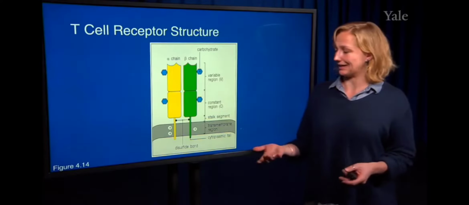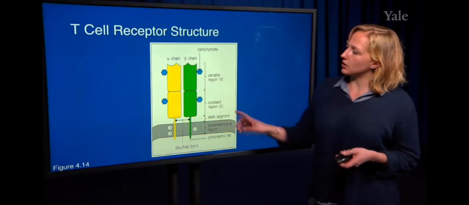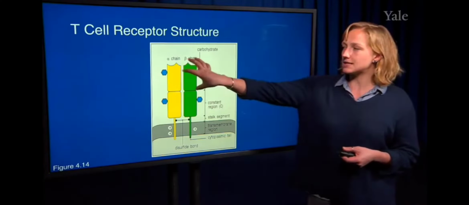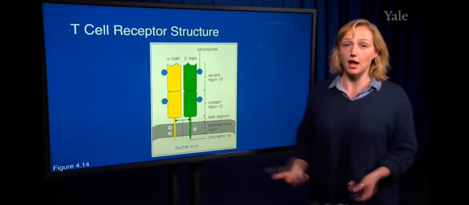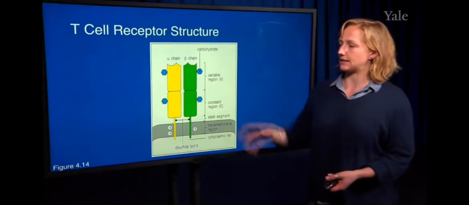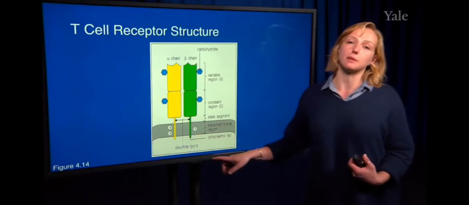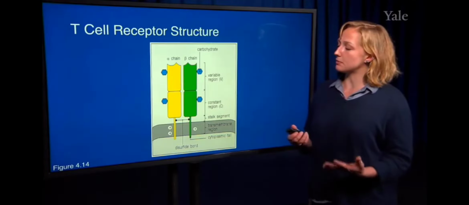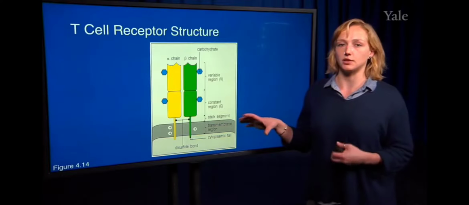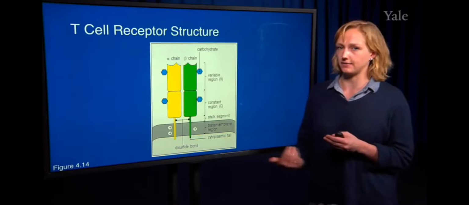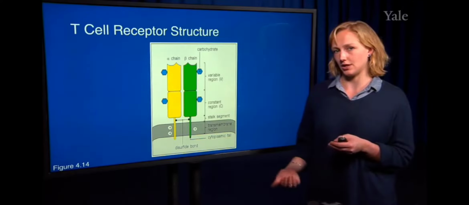And if we look at our variable region, the variable region is up top here, and this is what interacts with the specific epitope for which this T-cell is specific. And then we have our constant region here, which includes the transmembrane domain. And this is important as this constant region is critical in leading to the signaling cascades that'll activate the T-cell and differentiate it into an effector cell.